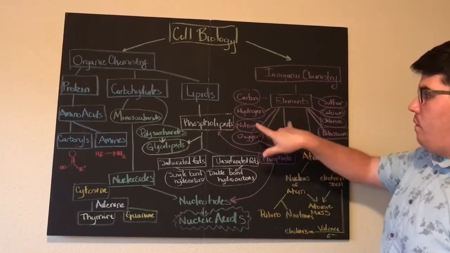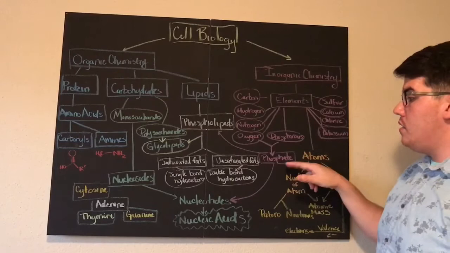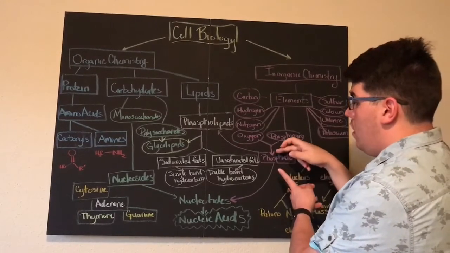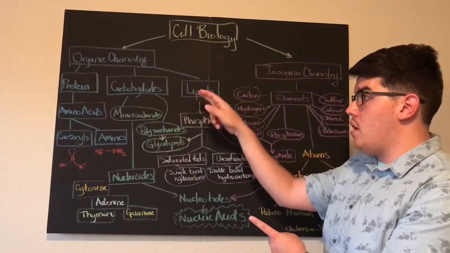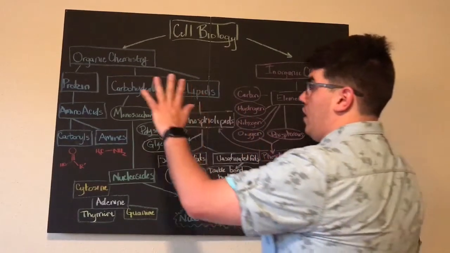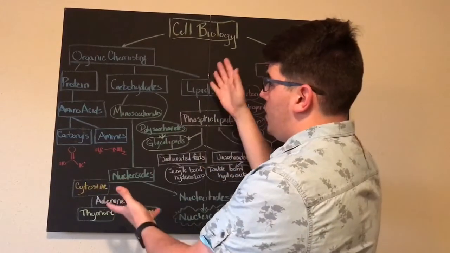And right here we have oxygen and phosphorus to make phosphate, and these can break up to form bonds with lipids, and form bonds with nucleosides, which are carbohydrates. And we can move over here into the organic chemistry realm of cellular biology.